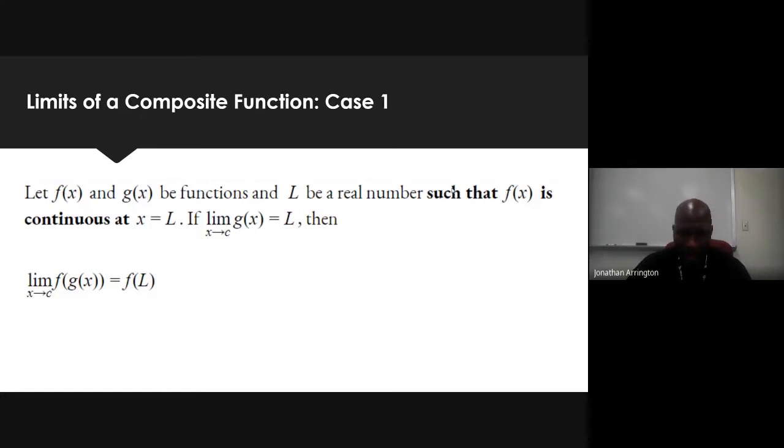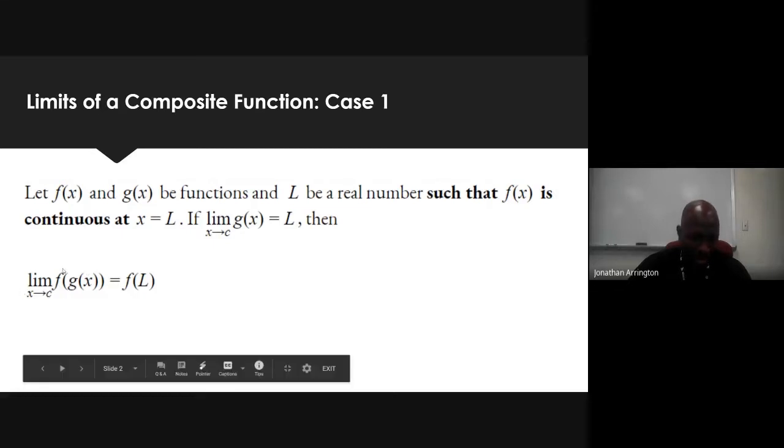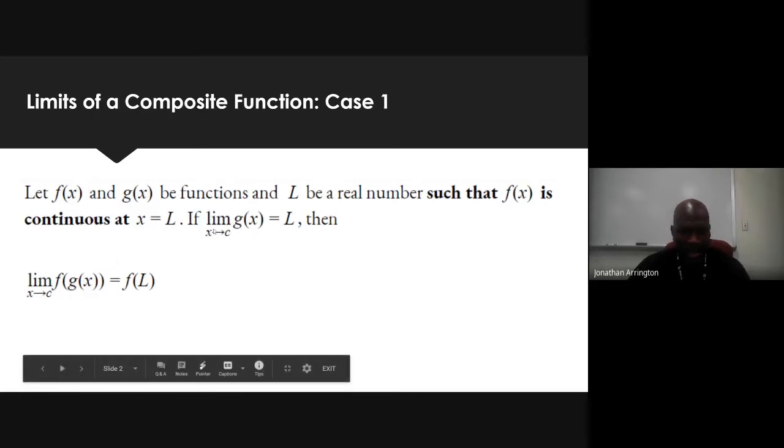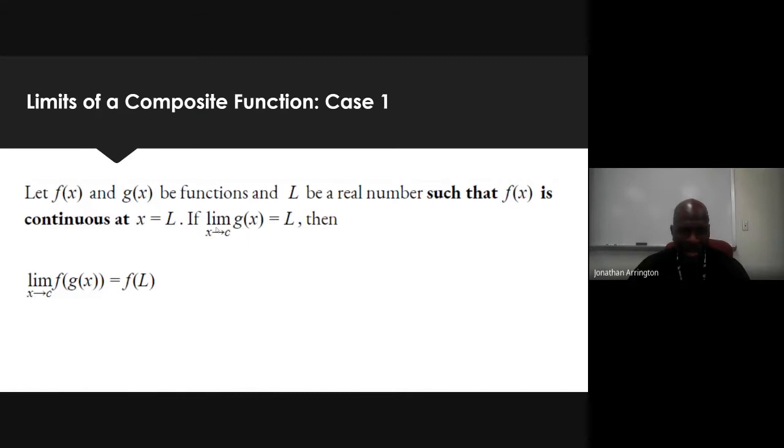Essentially what it's saying is this. The first thing is that f of x has to be continuous at x equals L for this particular case. So you have a limit of a composite function, and this is what you have to do. The first thing you do is take the limit of the inside function. In this case, the limit of the inside function is L. I do it how I do regular limits. If f is continuous at x equals L, then the limit of the whole composite function is just f of L. That's pretty much it.